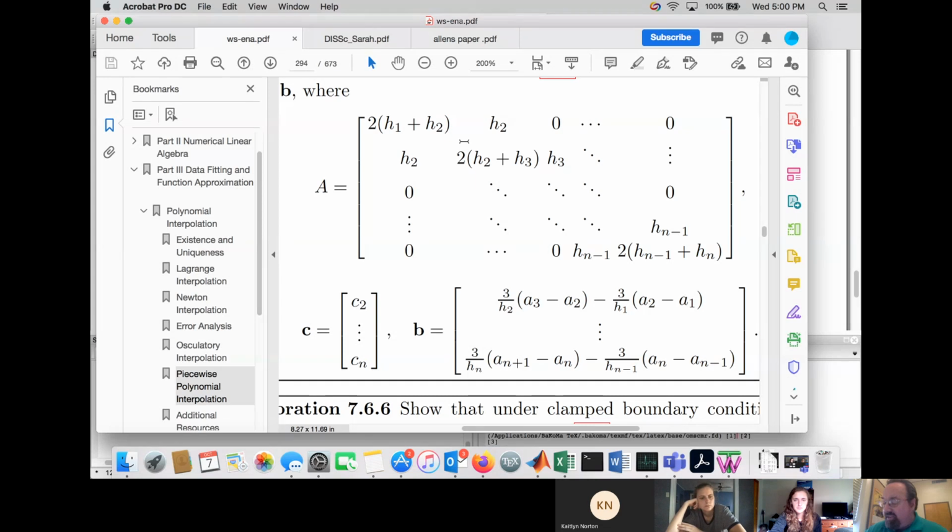Because even though all the pieces depend on each other, they're all coupled together because they have these continuity conditions to satisfy, it's still computationally inexpensive to compute. Right, so that's one nice thing that they have going for them.